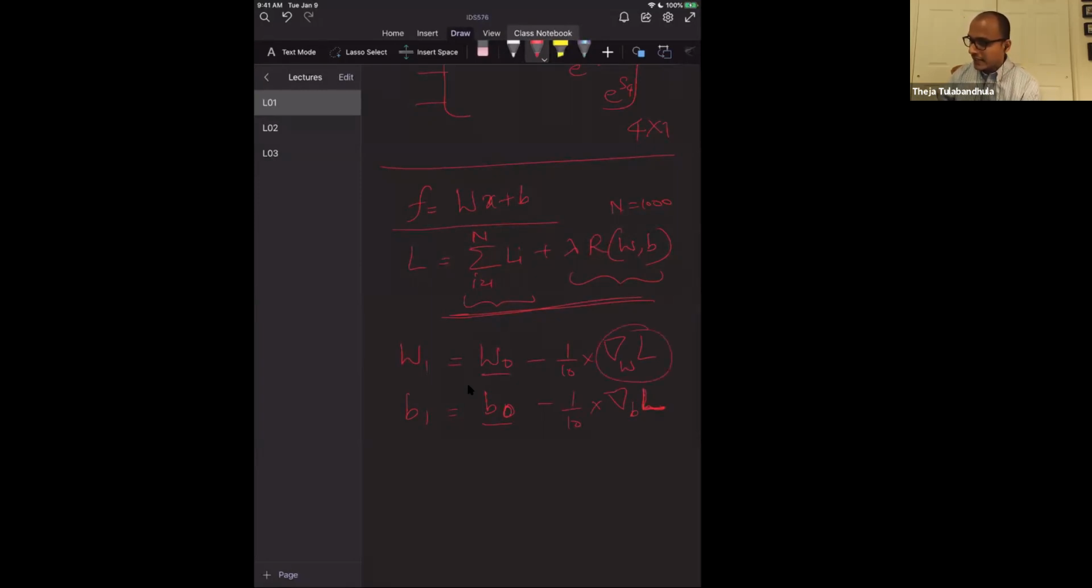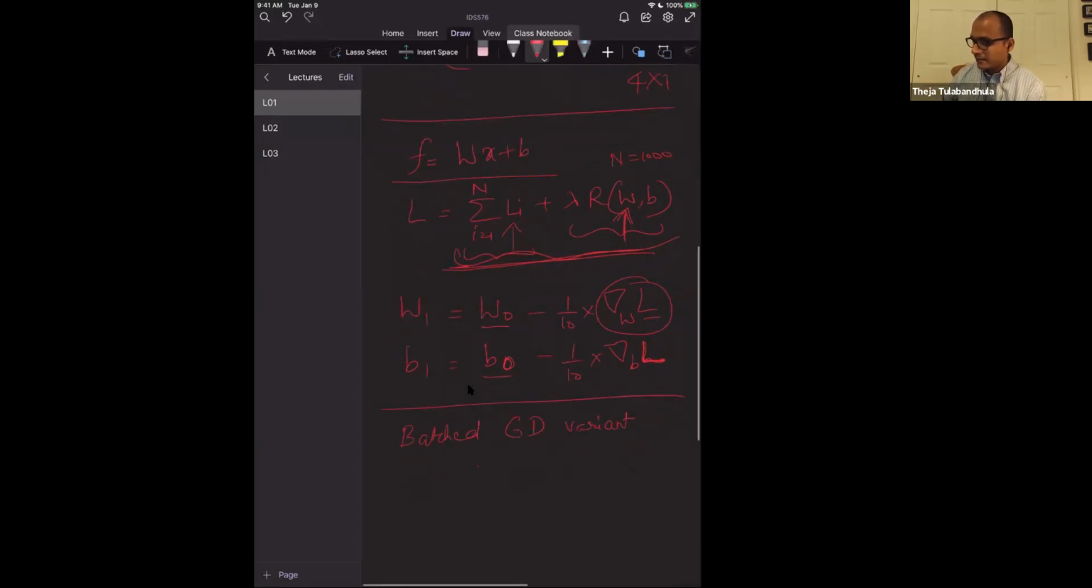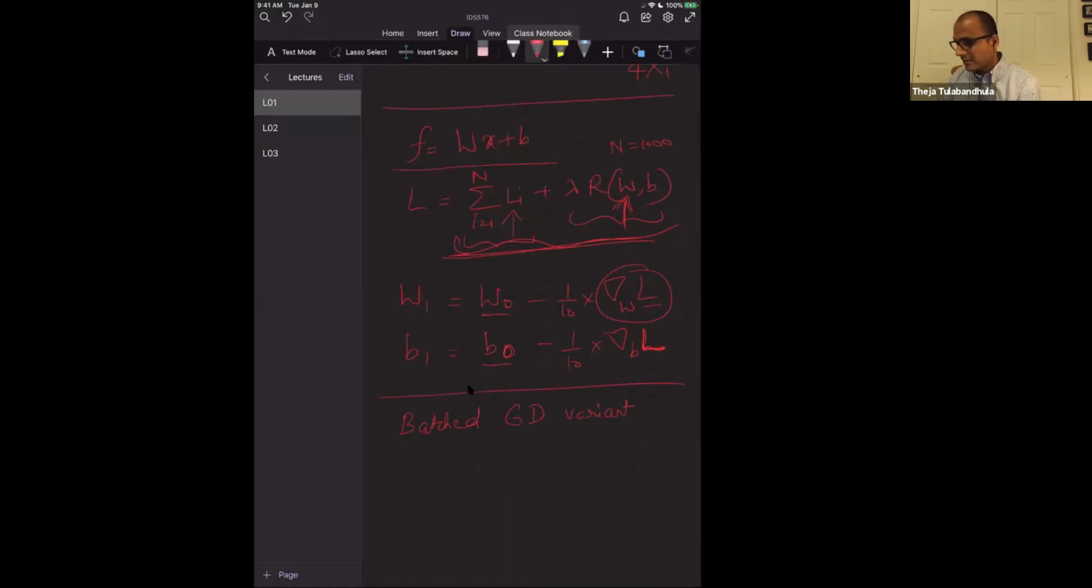But to do this, I need to find the gradient of this whole expression. Li also depends on W, and there's also W here. So the whole thing, you can find its gradient with respect to W. But what I'm saying is, in batch gradient descent, batched GD variants, it's not one unique technique anyway. Gradient descent, the first order family, has many techniques, many ways of using the gradient.